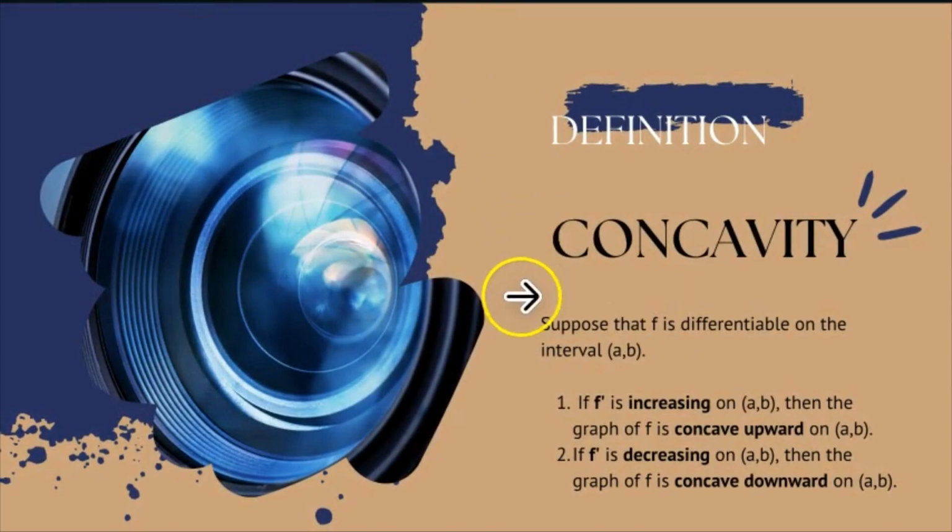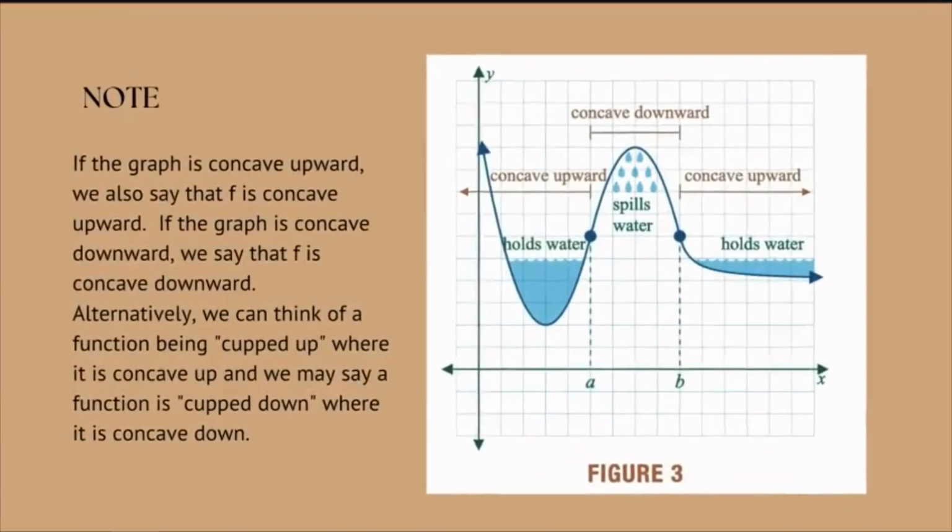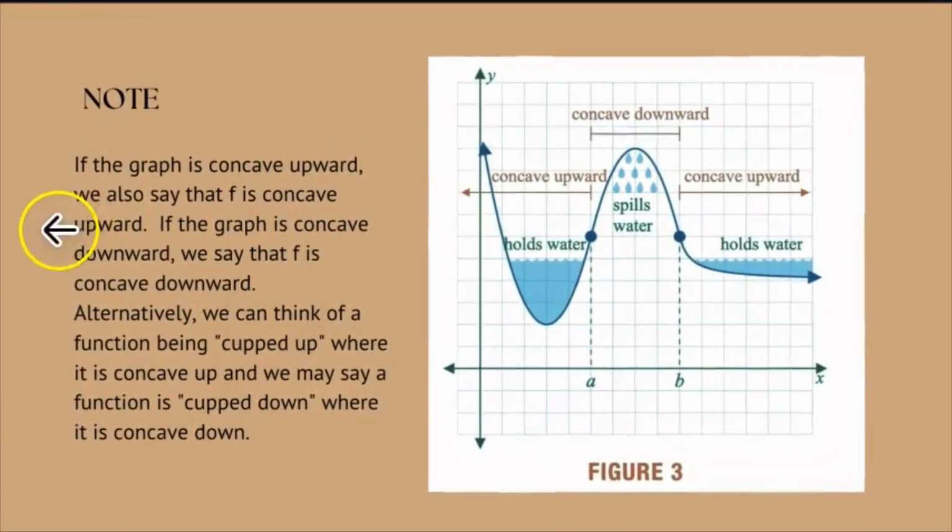Suppose that f is differentiable on the interval AB. If f prime is increasing on the interval AB, then the graph of f is concave upward on AB. If f prime is decreasing on the open interval from A to B, then the graph of f is concave downward on AB. Now, if the graph is concave upward, we also say that f is concave upward.